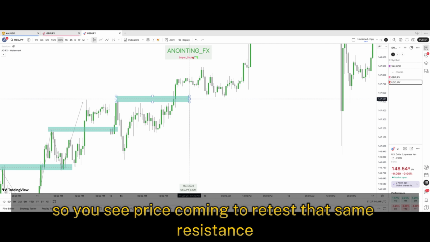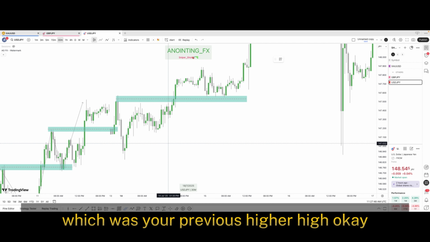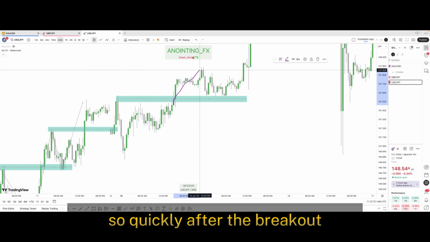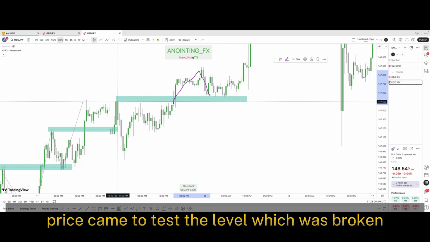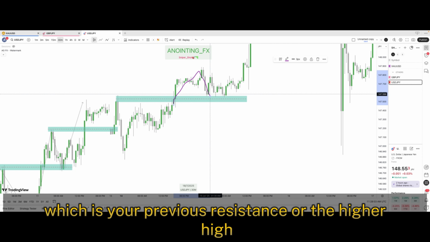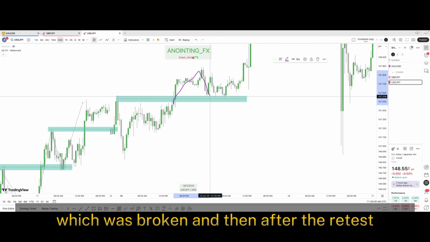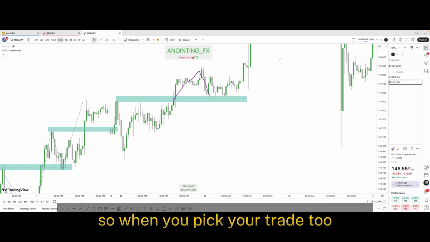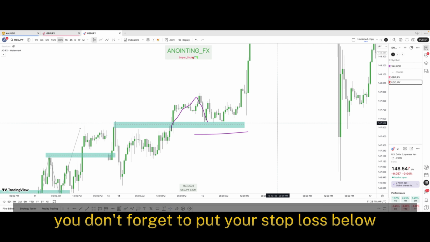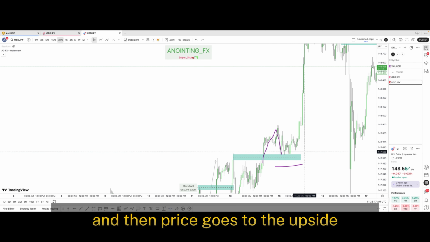Okay, so you see price coming to retest that same resistance, which was your previous higher high. Quickly after the breakout, you see price came to retest that same level. Price came to test the level which was broken, which is your previous resistance or the higher high. And then after the retest, that is where you pick your trade, like I always say. So when you pick your trade, you don't forget to put your stop loss below, and then price goes to the upside.